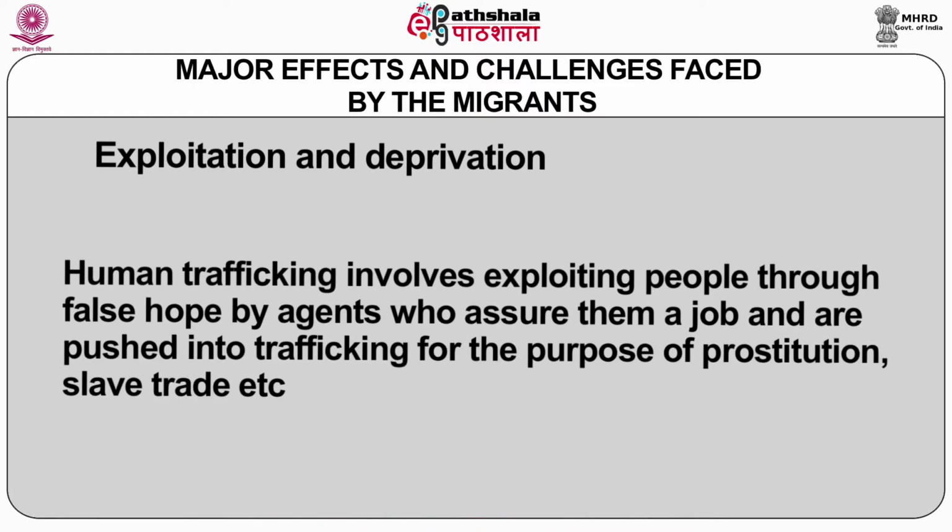Human trafficking involves exploiting people through false hopes by agents who assure them a job and they are pushed into trafficking for the purpose of prostitution, slave trade, etc., even though there are national and international conventions which protect migrants from such kind of exploitation. Today, trafficking of human beings has become an international business for traffickers, amounts to organized crime, which is a human rights violation.